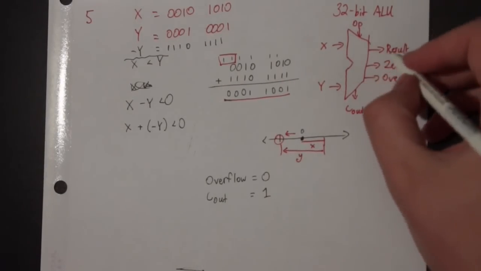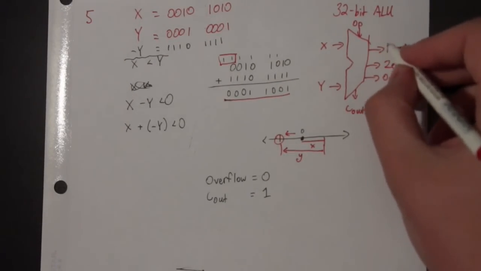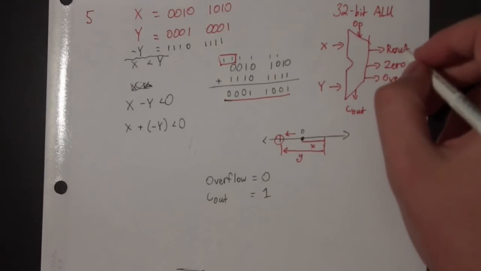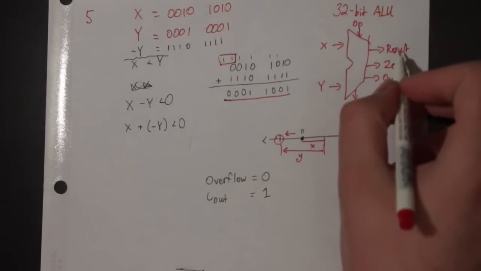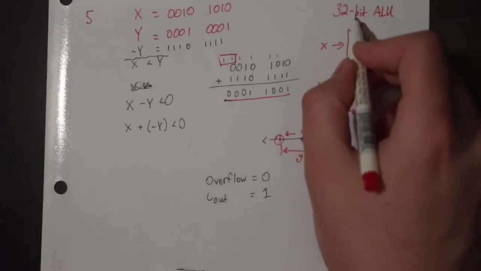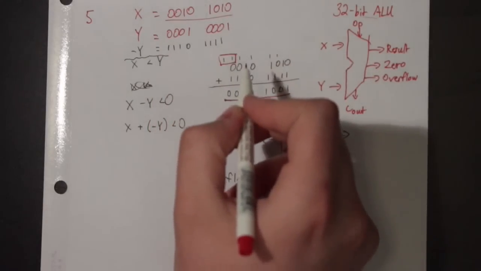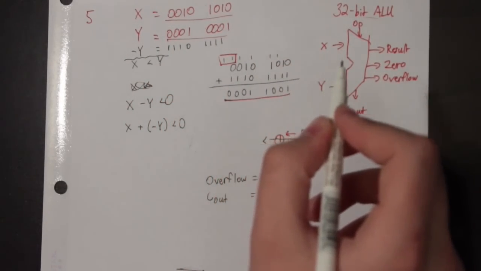It's tempting to look at this result register, or this result output bus, and just take this result and stick it in there, because we know that this result register is going to be 8 bits wide. This is the diagram for a 32-bit ALU, but our ALU is 8 bits wide because our input values are 8 bits wide. Keep that in mind.